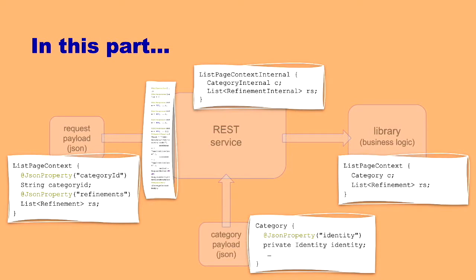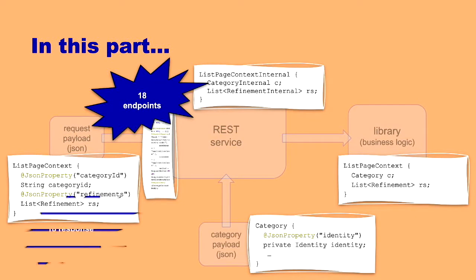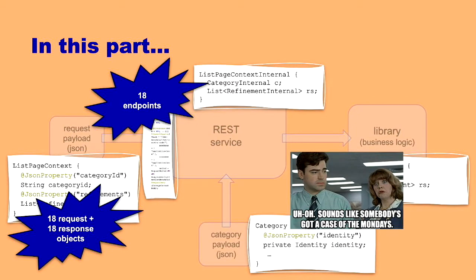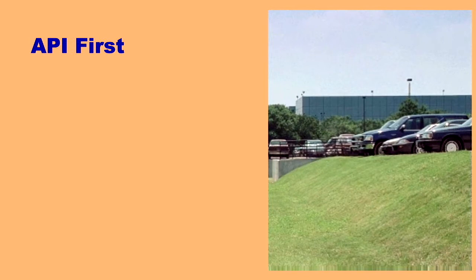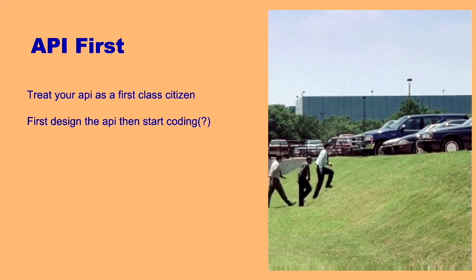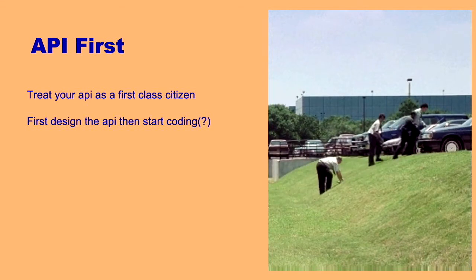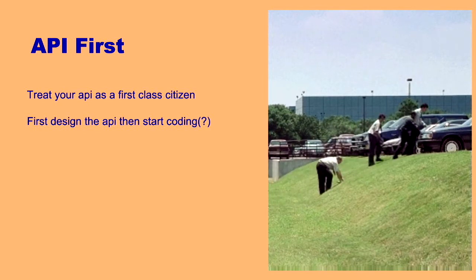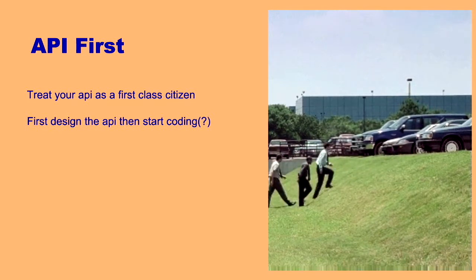So where are we now? For our project, we had to design 18 endpoints, which means 18 request and response objects, which means a lot of boring, dull work for us. So for our project, we want to use an API first approach. With API first, you treat your API as a first class citizen. That means that your API is well documented and versioned in a versioning system, and you first design your API and then start coding. This way you can get feedback on your API from the client, and your API acts like a contract between several parties.